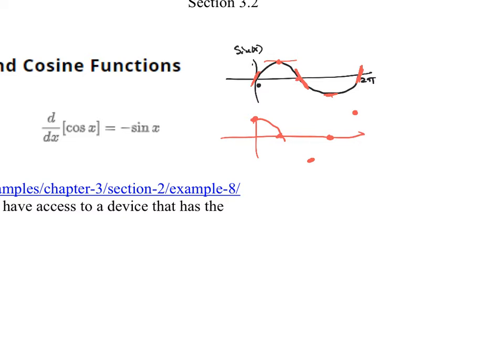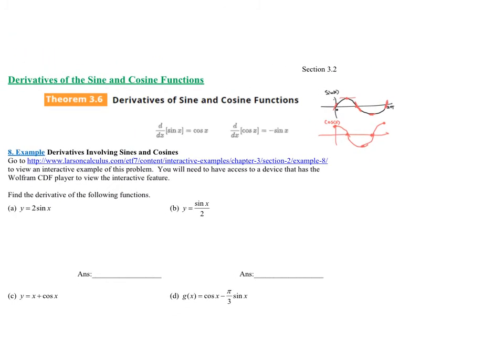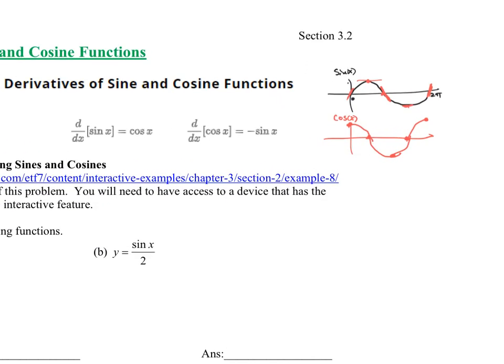And what you end up seeing is that when you graph the slope of the tangent line, you actually end up with the graph of cosine of x. Really, really cool. So again, you can look at the Wolfram CDF player and download that to see that. But what did we just determine? We determined that the derivative of sine of x is cosine of x.